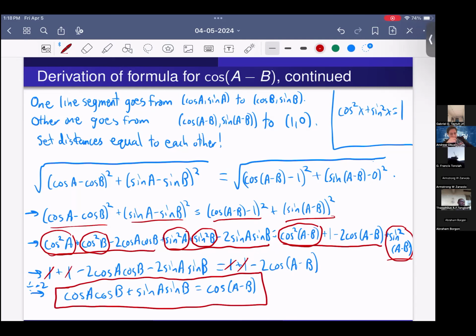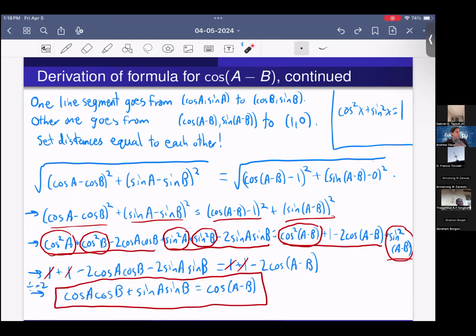Okay. So remember, this is the whole derivation. We're done. So we have our formula: cosine of A minus B is equal to cosine A cosine B plus sine A sine B. It's not what you'd maybe guess if you just had it, but this is what comes from comparing the lengths of these two line segments, which you know are equal to each other since one is just a rotation of the other one.